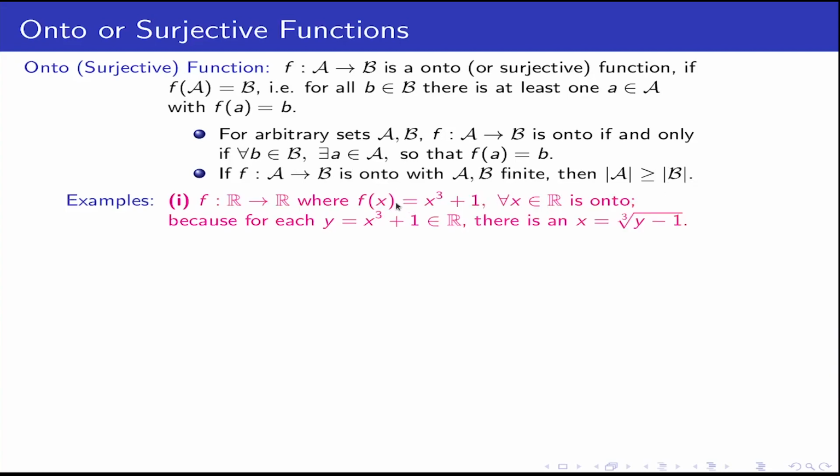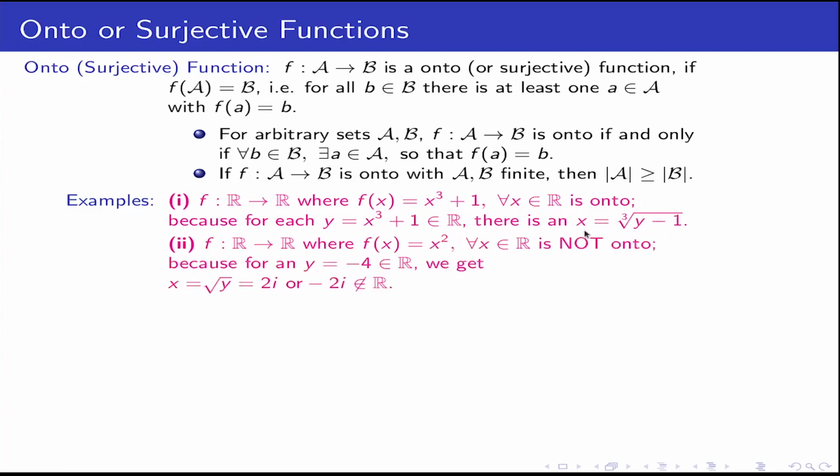An example: let us take f(x) equal to x cube plus 1, a function from R to R, that is, real number to real number. Now you can see for each element in the codomain R, I have some element x. Let's say y is an element in codomain R which is x cube plus 1. I have some x which is the cube root of y minus 1, and this is a real number. So for every element y, I have some x, and therefore it is an onto function.